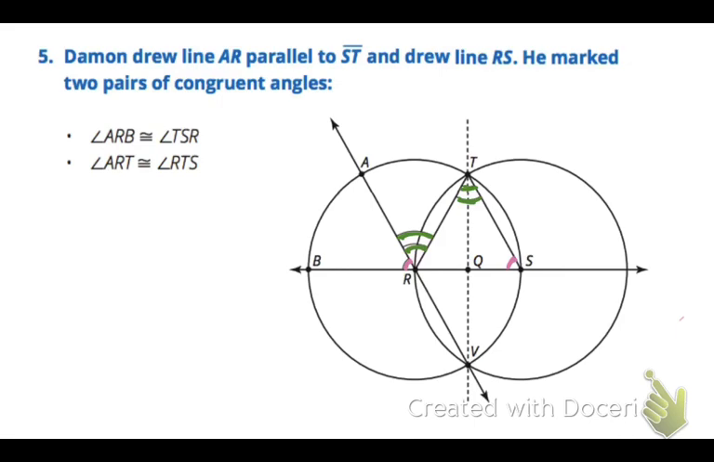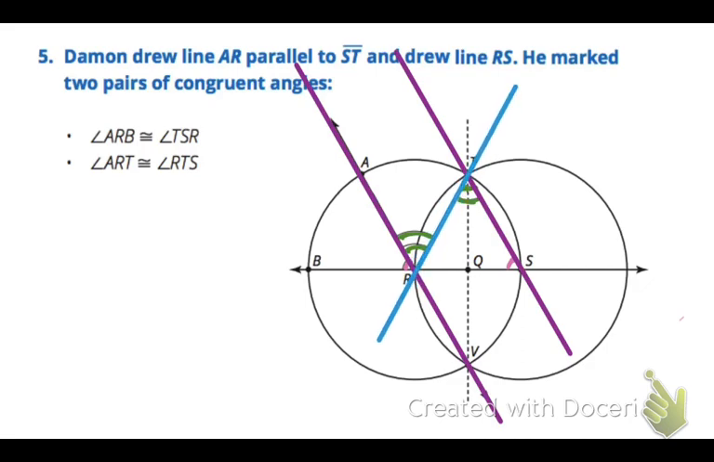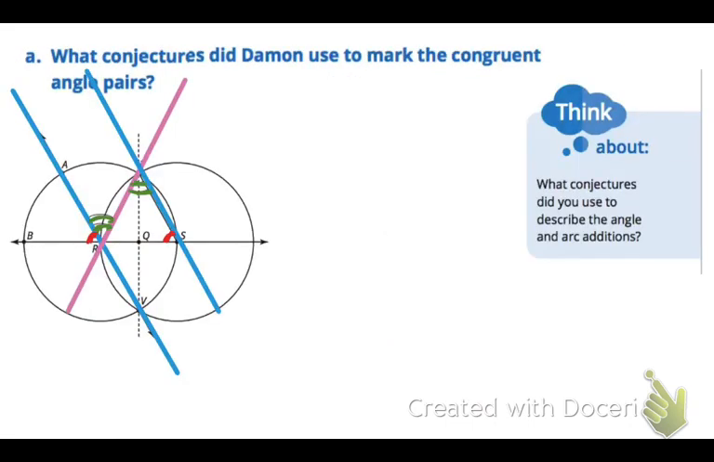Now I need you guys to think about what you know about parallel lines, because remember they told us that he drew a line AR that is parallel to TS. And I need you to look at these types of angles and what's going on. Now I hope you remember that when you have a line that is cutting through a pair of parallel lines, that's what we call a transversal. So on part A, they're asking you what conjectures did Damon use to mark the congruent angles. How did he know that these two are congruent? And how did he know that this angle here and this angle here are congruent? So you're going to go ahead and give me what were the conjectures that he used to justify these.